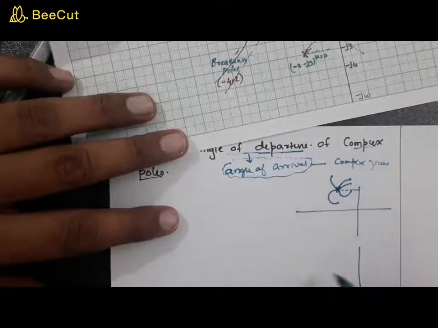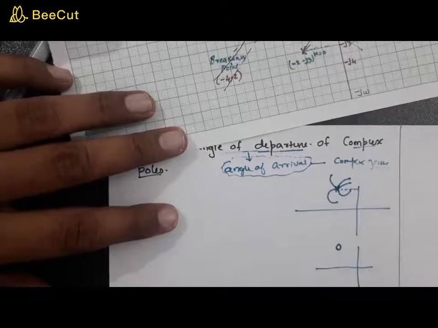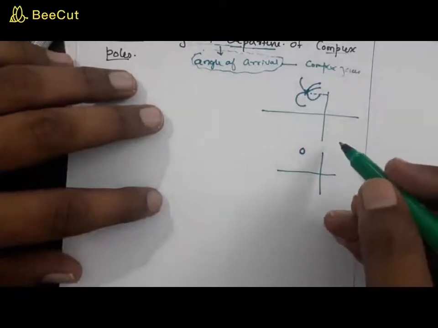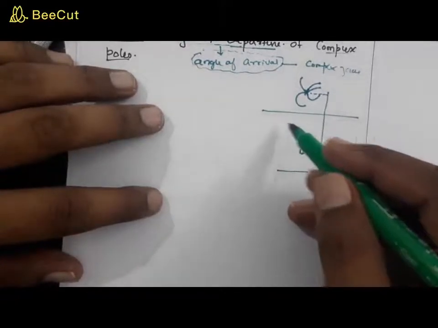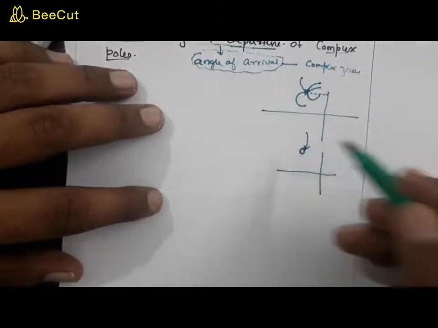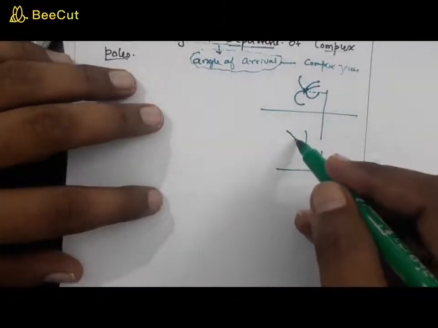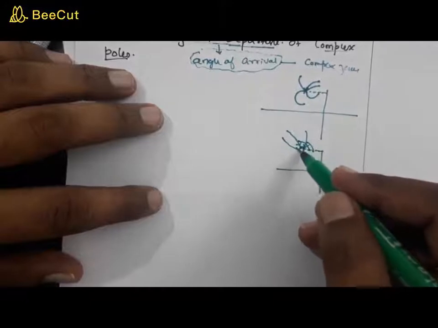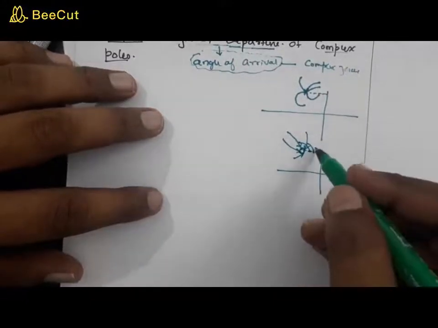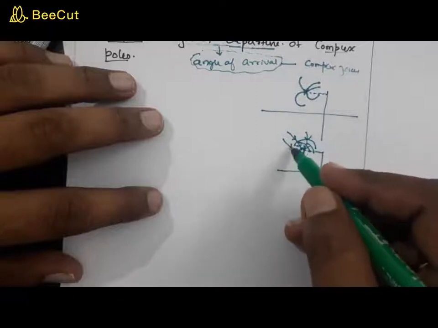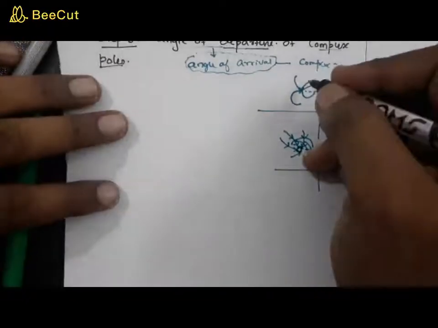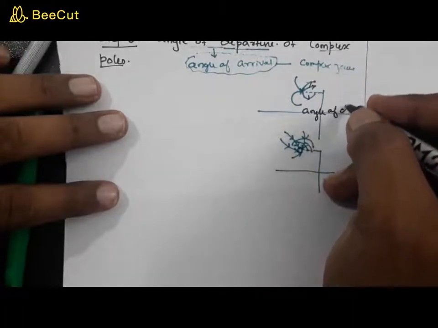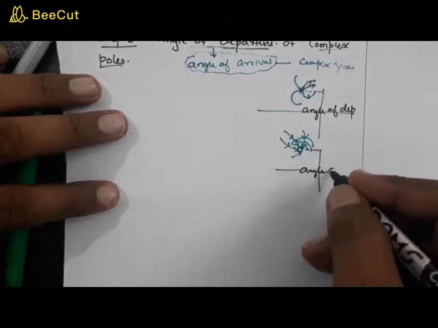Now instead of this, if you consider a complex zero, what is the nature of a zero? A zero won't depart, right? Rather, roots will be arriving at a zero. A root can arrive at this angle with respect to the real axis, or this angle, or this angle. So this is the meaning of angle of arrival. This is the concept of angle of departure, and this is the angle of arrival.